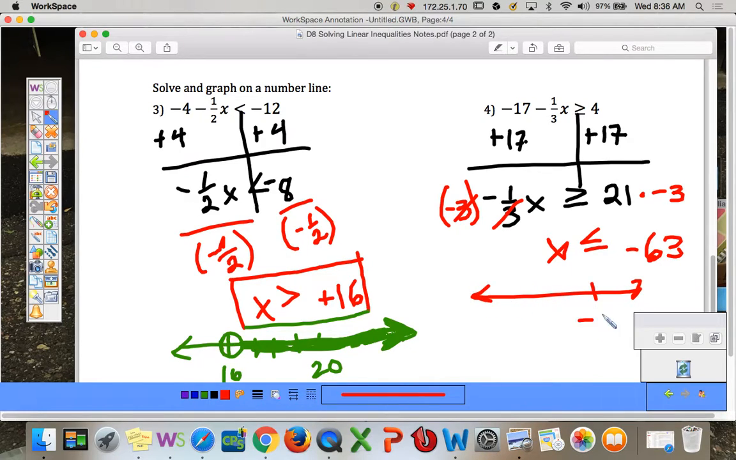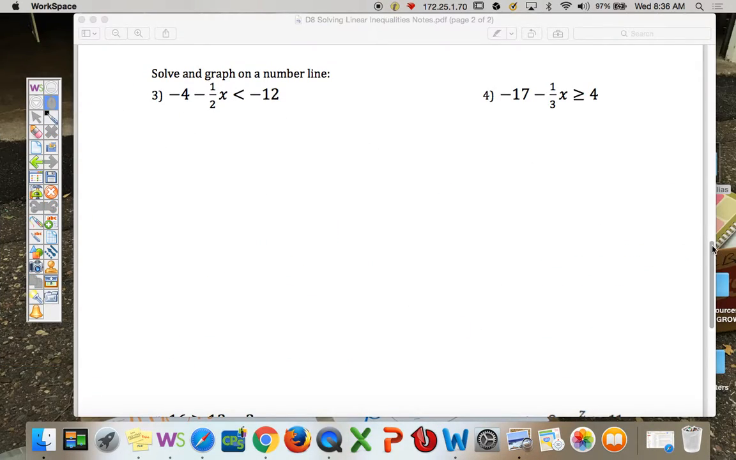Smaller than, okay, so let's start at -63, and it's less than or equal to, so here's -65. Let's go this way, so it's a closed dot, and x is less than or equal to -63. Okay, let's try 2 more.